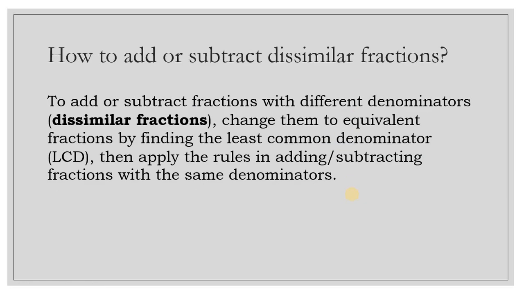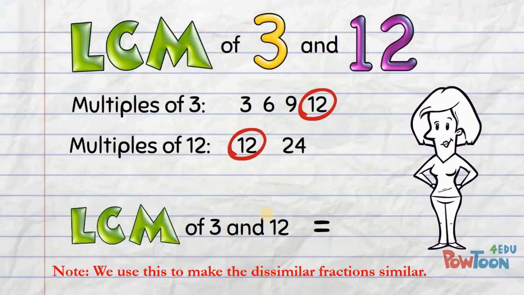Now, let's proceed to the dissimilar fractions. Yung magkaiba yung kanilang denominators. So, to add or subtract fractions with different denominators, which are the dissimilar fractions, change them to equivalent fractions by finding the least common denominator, or yung LCD. Then, apply the rules in adding or subtracting fractions with the same denominators. So, kailangan gawin muna natin silang similar, yung dissimilar fractions, for us to add or subtract them. So, how are we going to do that?